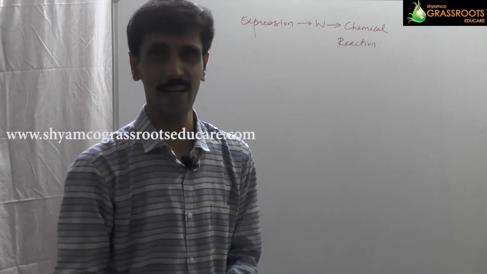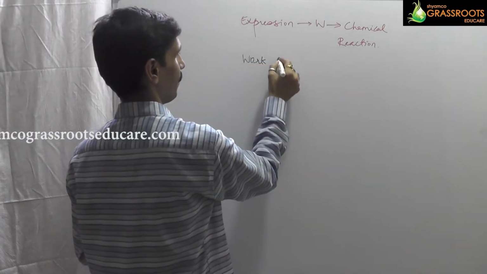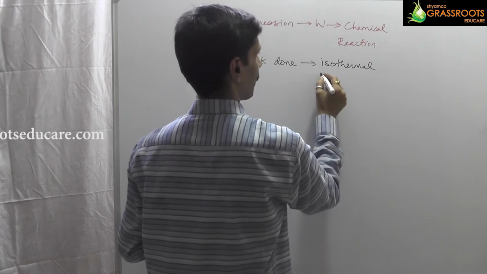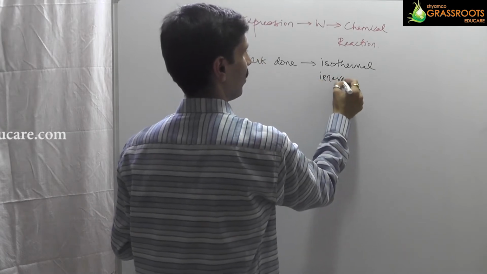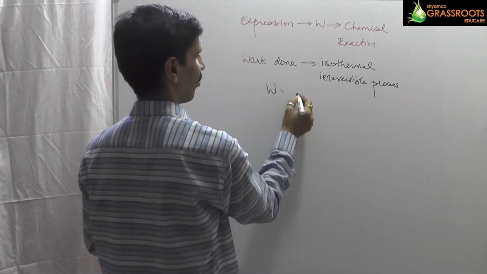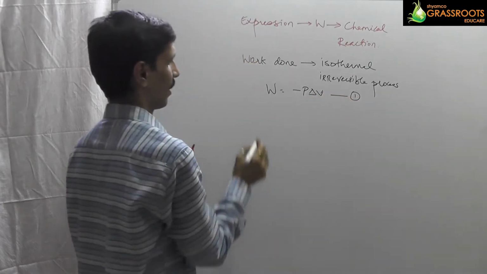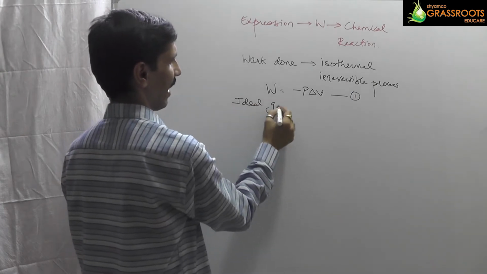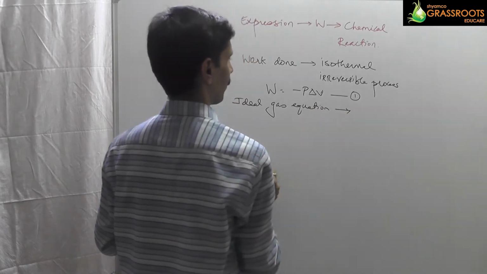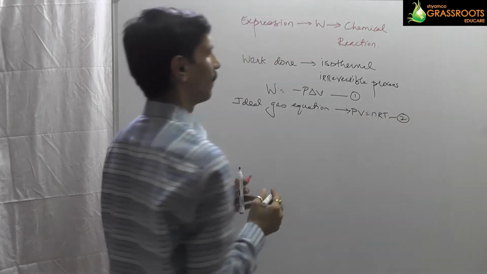Alright? And that is, to begin with, when we consider the work done for an isothermal irreversible process, we have W is equal to minus of P delta V. Alright, this was expression number 1. Next is we go into the ideal gas equation. So when we talk about ideal gas equation, we say PV is equal to nRT. This is number 2.